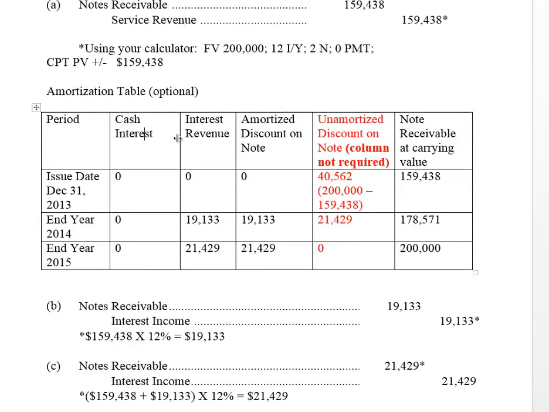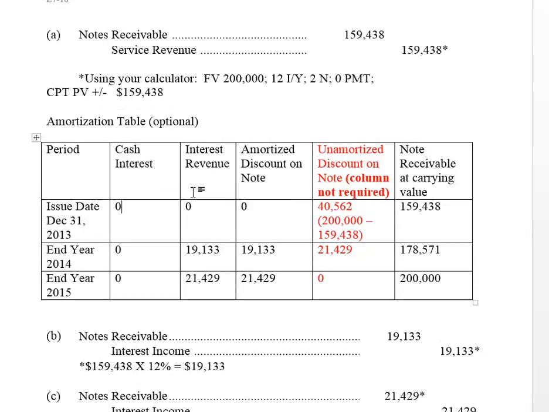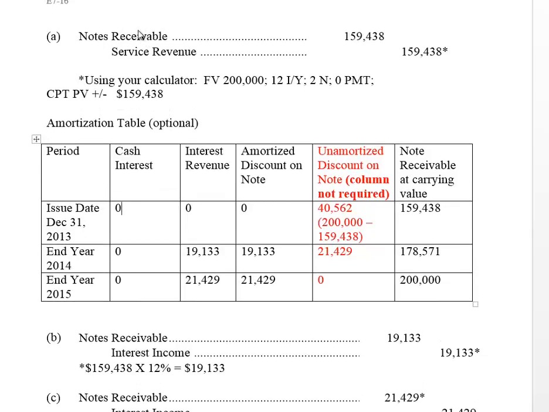In this case, I've got my columns set up here, and at the issue date, there's no cash interest or interest payment that's been made by Rank to Clearing. Clearing would book no interest revenue because revenue is earned over a period. The first time we would book interest revenue is at the end of year 2014. And then there's been no amortization of the note. We're just setting up the note at the end of 2013. You can see we did that here at the top.